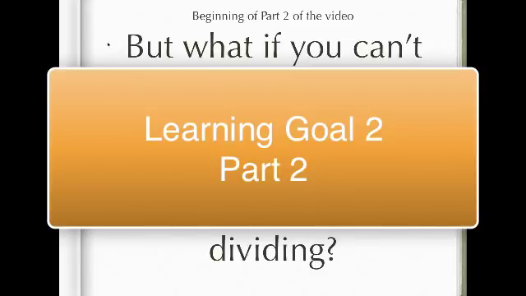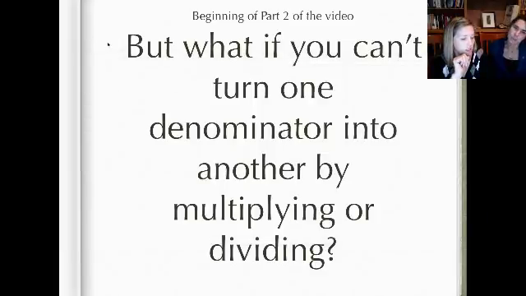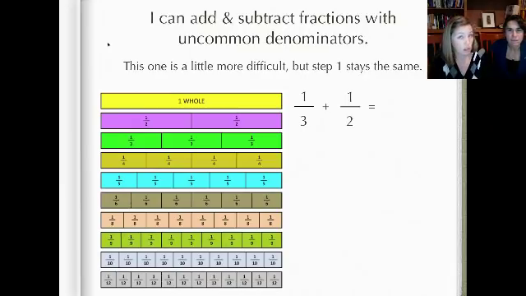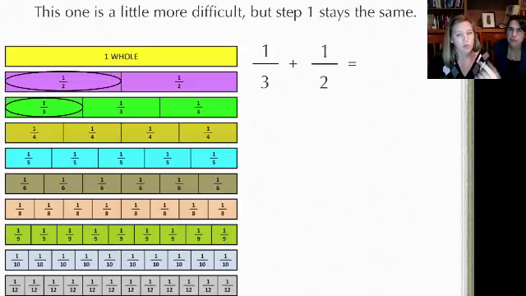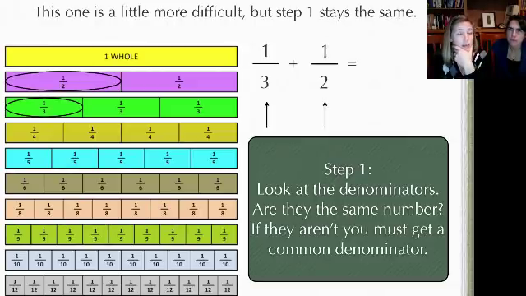Okay, so we are going to start part 2 of adding and subtracting uncommon denominators. And this time we're going to look at it again, but I think you'll notice that something is a little bit different here. So if we add 1/3 plus 1/2, again, we're looking at our visual. Step 1 stays the same. So we have to look at the denominators. Are they the same? No. If they're not, we have to get a common denominator. So that's the same as it was before.